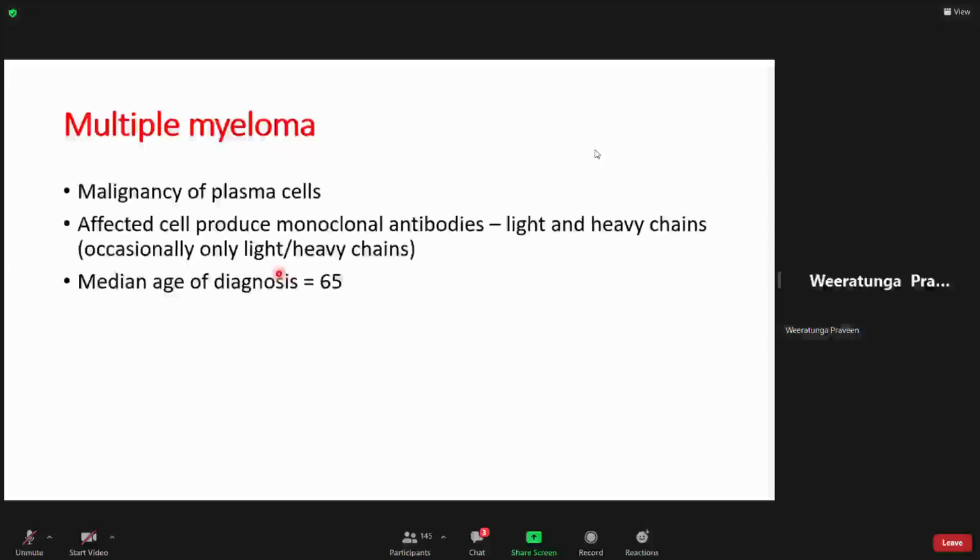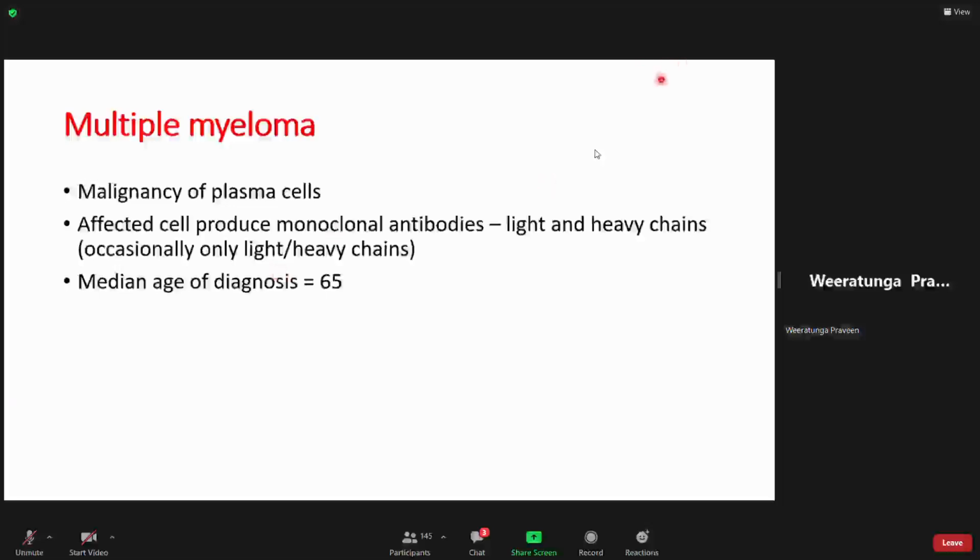Now, multiple myeloma, to introduce it, is a malignancy of plasma cells. And remember that these cells produce a monoclonal antibody, right? So there's only one clone of plasma cells that produces one type of antibody, monoclonal antibody production. One type, right?